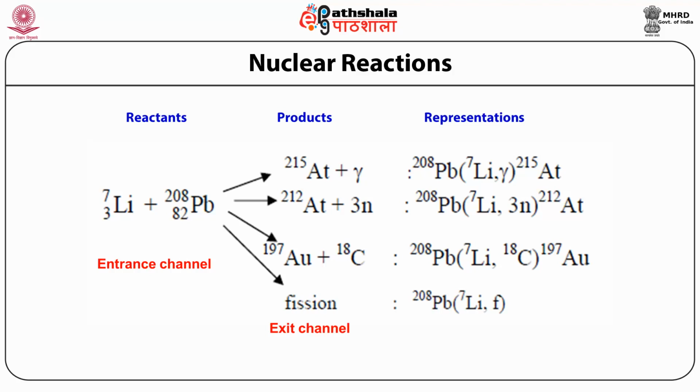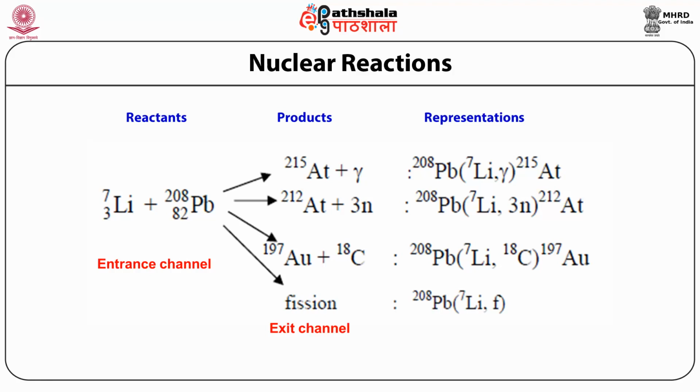So when 7 lithium reacts with lead-208, that is called the entrance channel, and the variety of things that we are having as products is called an exit channel. Now if we wish to represent them compactly, then the first possibility, where astatine-215 was being produced, can be represented as 208 lead bracket 7 lithium comma gamma bracket close 215 astatine.